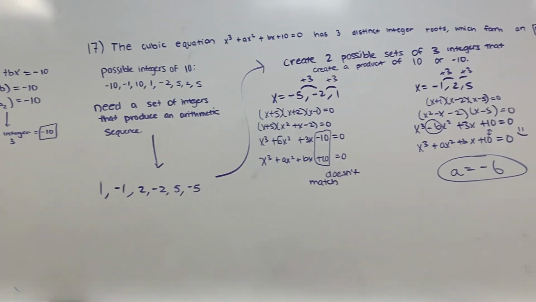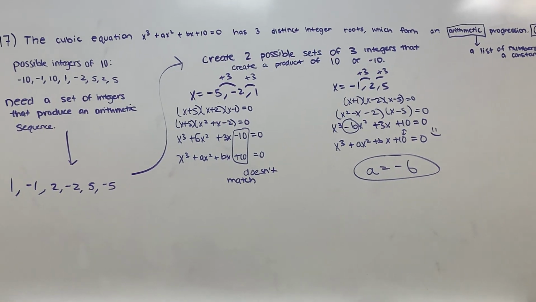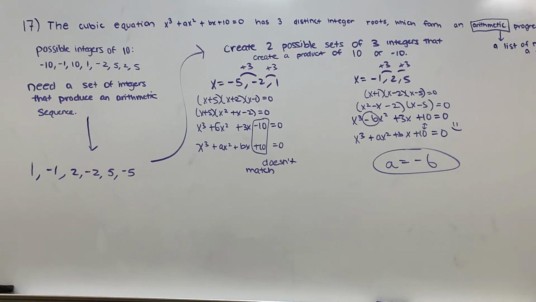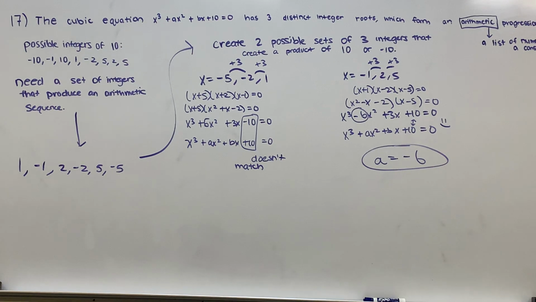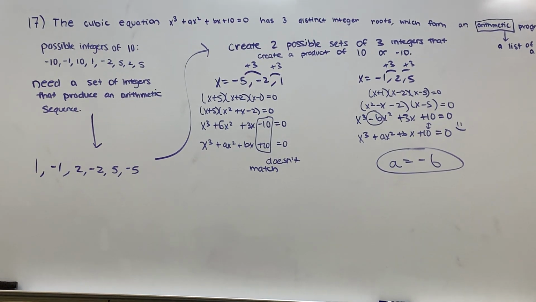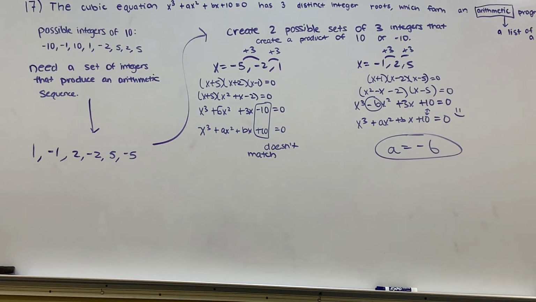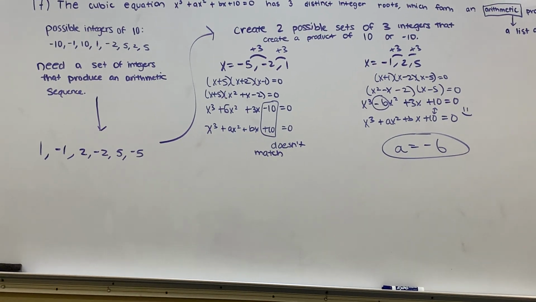So then you want to create two possible sets of three integers that create a product of 10 or negative 10. So my first attempt was x equals negative 5, negative 2, and 1. Negative 5 times negative 2 is 10 times 1 is positive 10. And realize how going from negative 5 to negative 2 is adding 3, and then the same for negative 2 to 1.